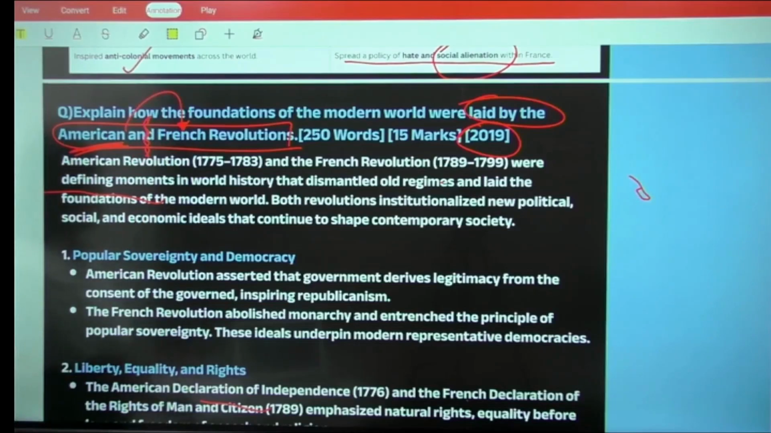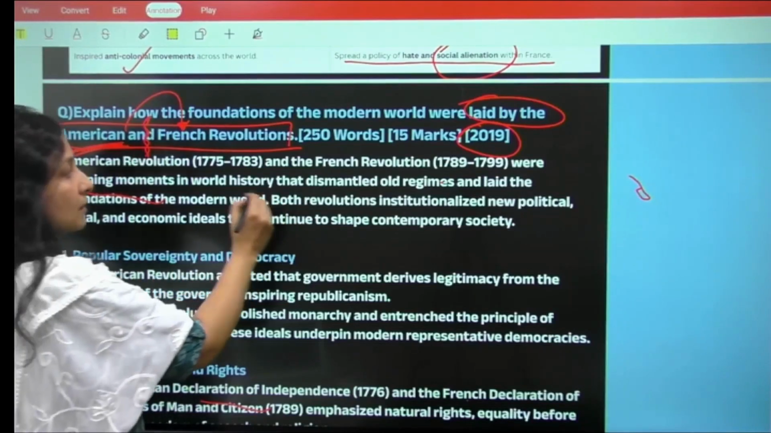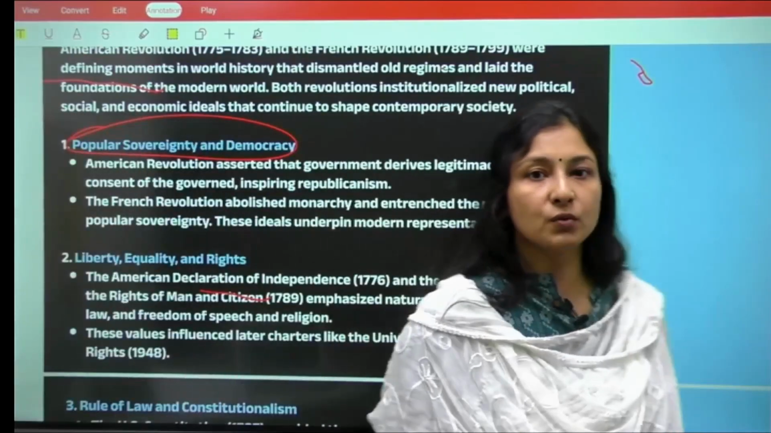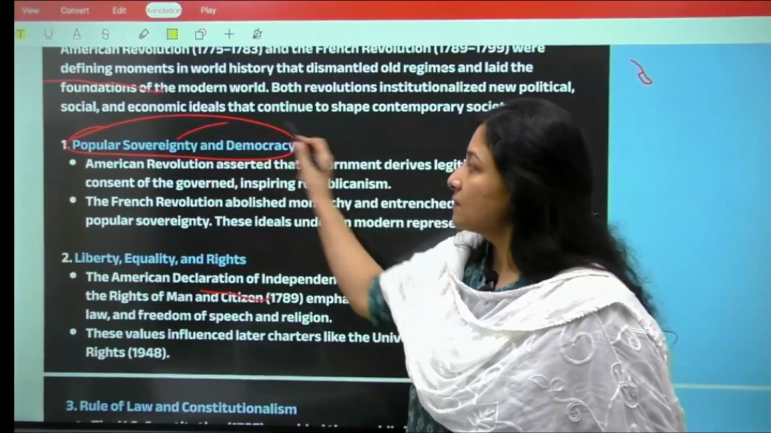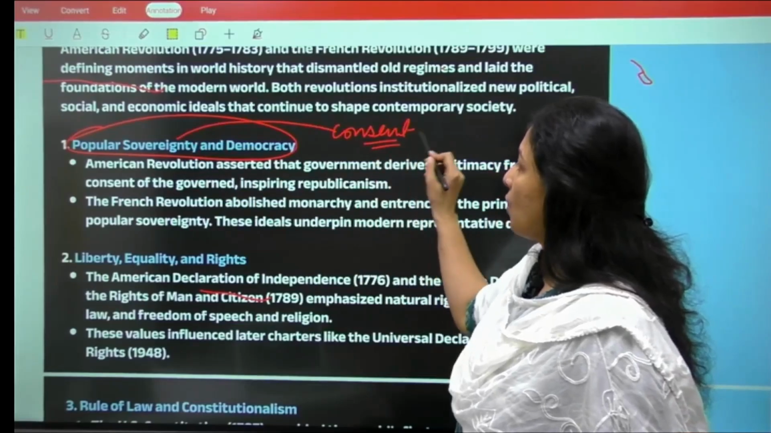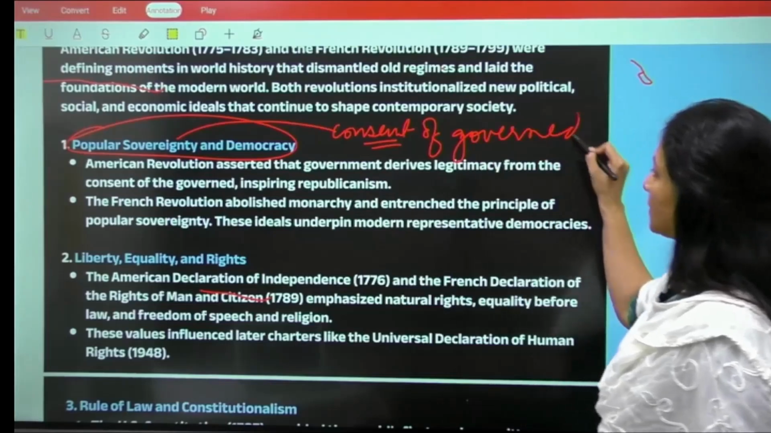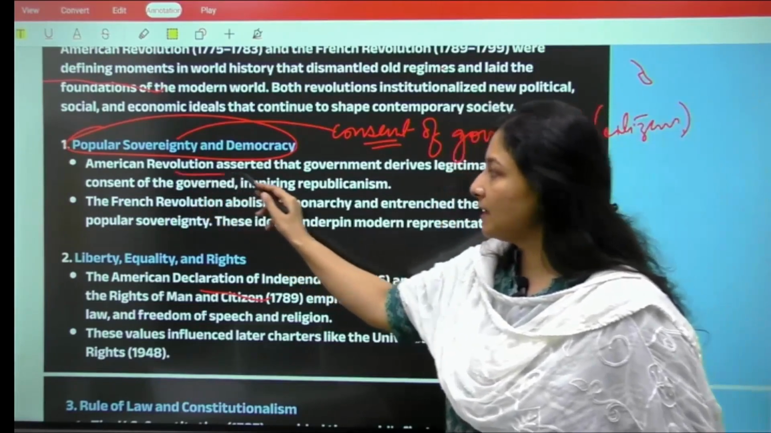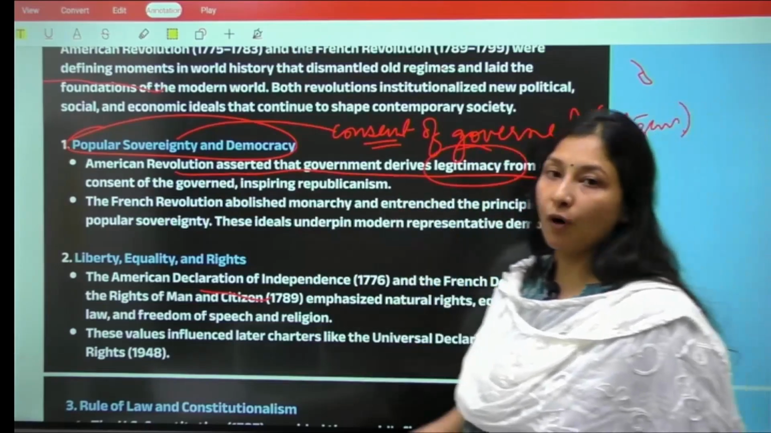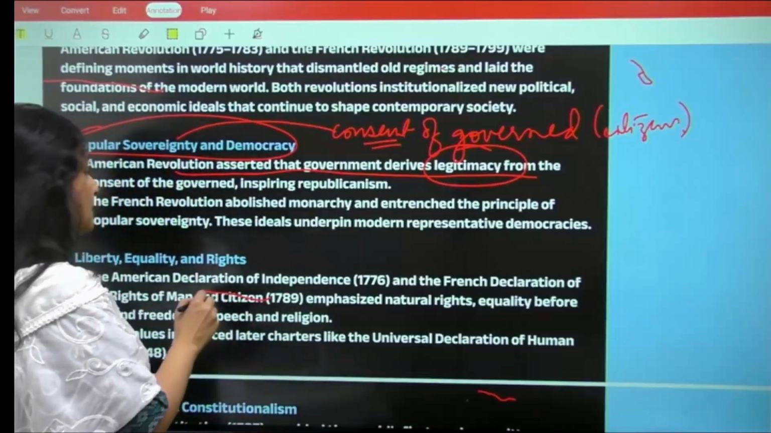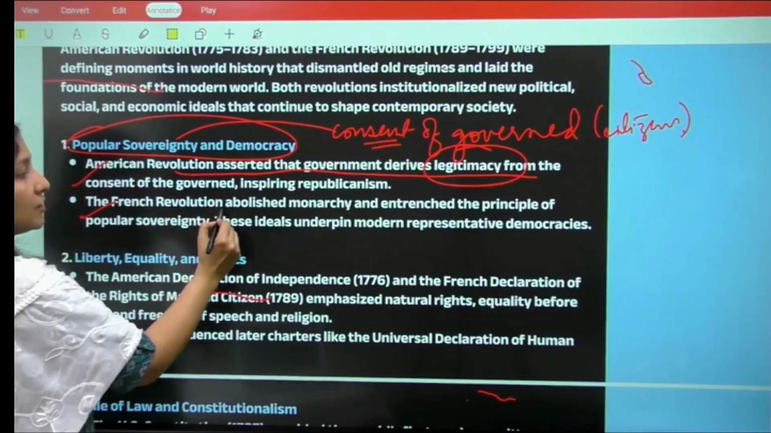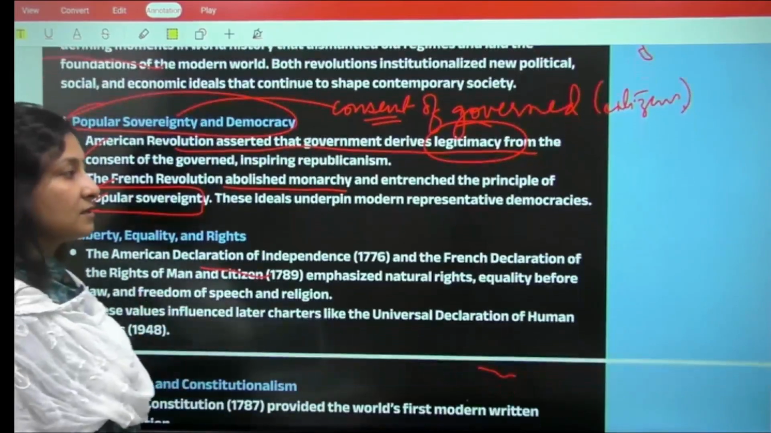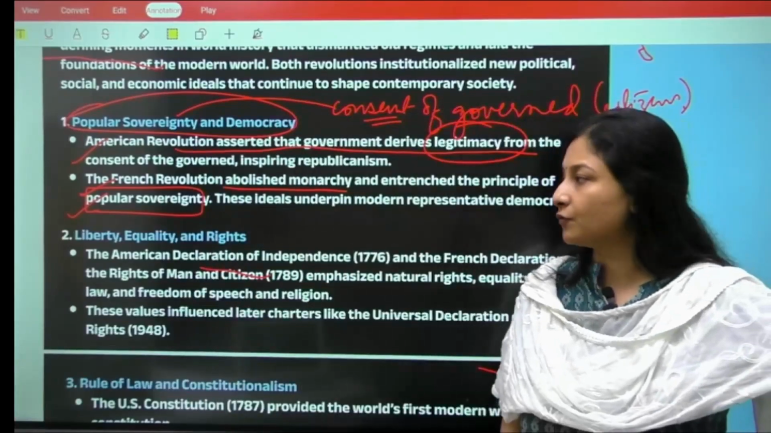If we discuss that, we see over here, first, the concept of popular sovereignty and democracy. What was this? Popular sovereignty was the general consent of the governed, right? You are talking about the citizens. The American Revolution asserted that government derives its legitimacy from the consent of the governed, and it inspired republicanism. The French Revolution abolished the monarchy and the principle of popular sovereignty was upheld, right? It set an example for the upcoming modern democracies.